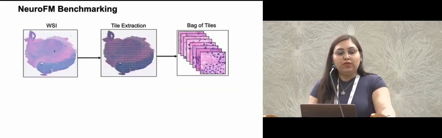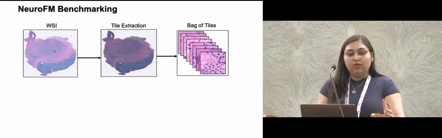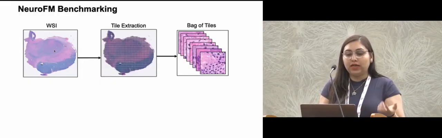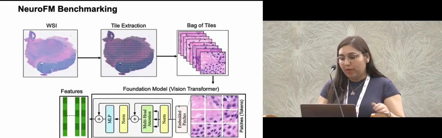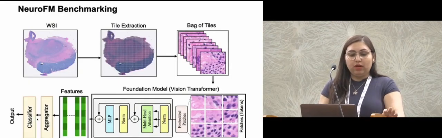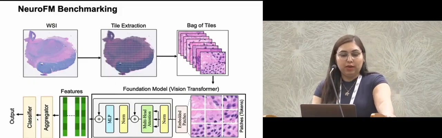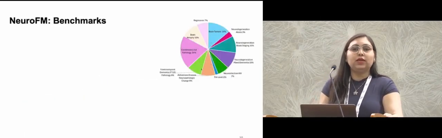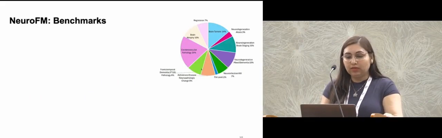After training the model, we tested our model on several downstream tasks. For example, here, once we have the whole slide image, we can extract tiles, then we can extract multiple tiles from one whole slide image, so we'll have a bag of tiles, and then we pass it through the Neuropathology Foundation model, extract features, and then we have an aggregator, which is ABMIL, and then a classifier is used on top for the classification.